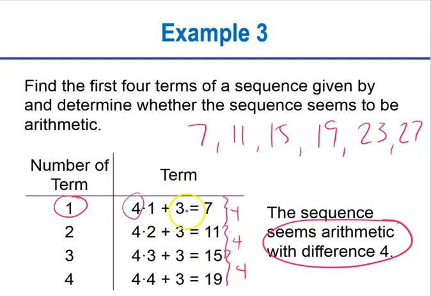This is kind of like a starting point or a shift to our problem. Okay, and then the second one we did 4 times 2. Again, the second term we multiply the 4 times 2 and add that base of 3. The third term we multiply 4 by 3 and add that base of 3. And then the fourth term we multiply 4 by 4 and then add that 3. So definitely an arithmetic sequence and a pattern that might help you write sequences.